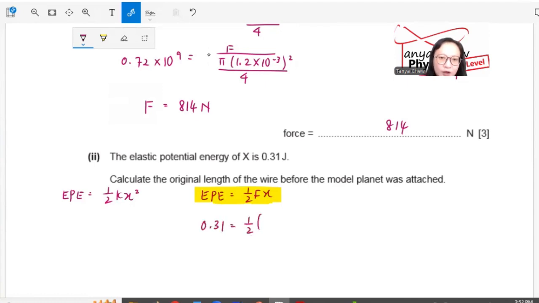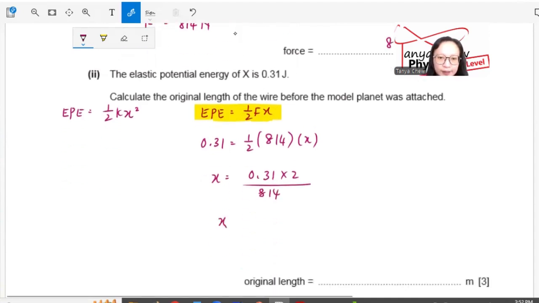So I put half. The force is 814, and I find my extension first. My extension is equal to 0.31 times 2 divided by 814. My extension is 7.62 times 10 to the power of negative 4 meter. But hey, the question asks us to find the original length. Remember, how do you find original length?